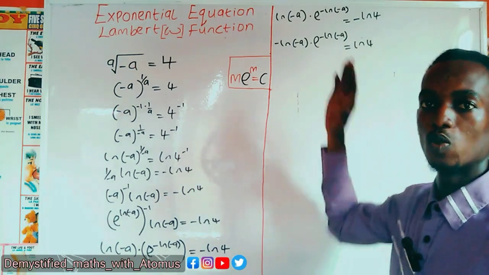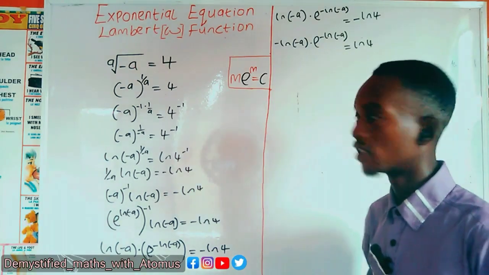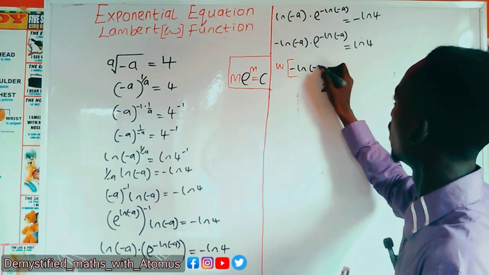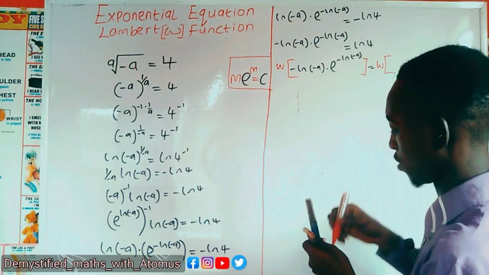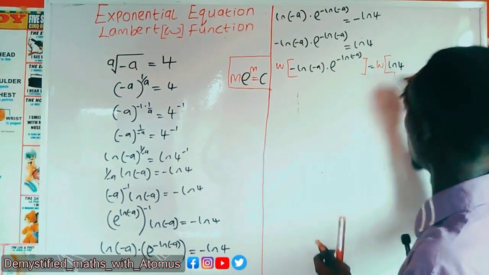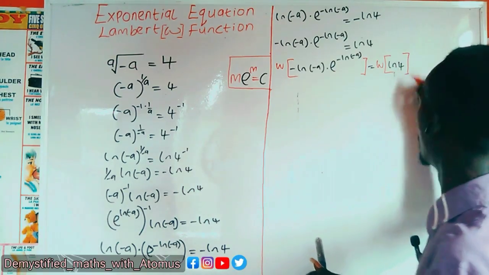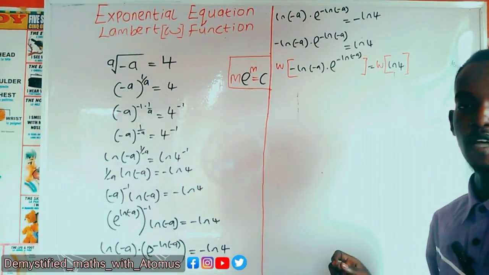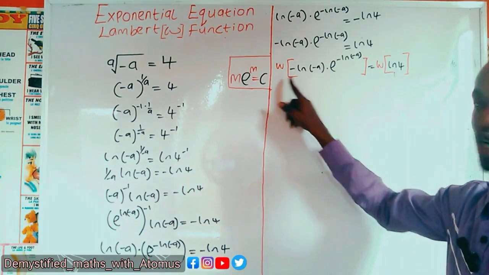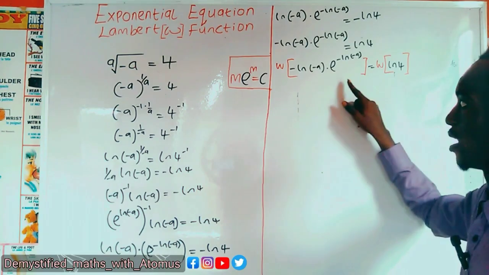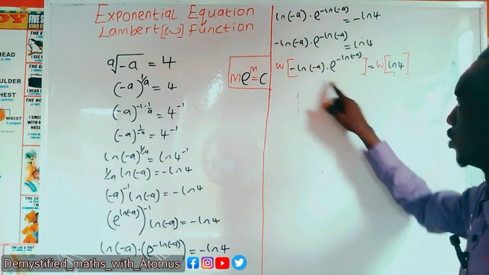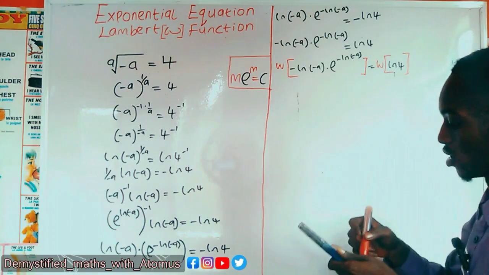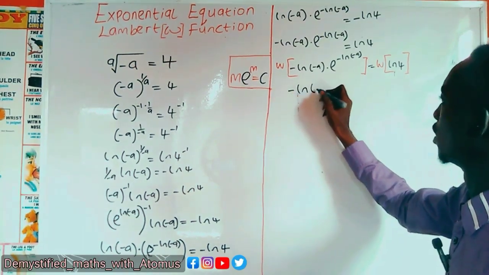So to use the Lambert function, we're going to take the Lambert function of both sides. So we have the Lambert function of negative ln(-a), the Lambert function of ln 4. Are you following? Now, from my previous video, my introduction video, I told you that the Lambert function always cancels an equation of this format, and the result of this will give us this coefficient here. So the Lambert function of this will give us negative ln(-a).